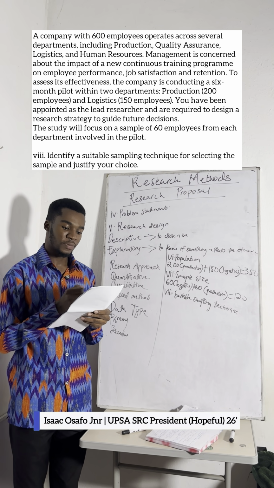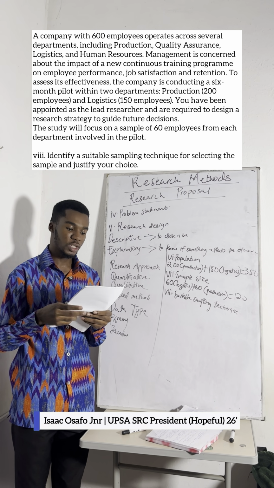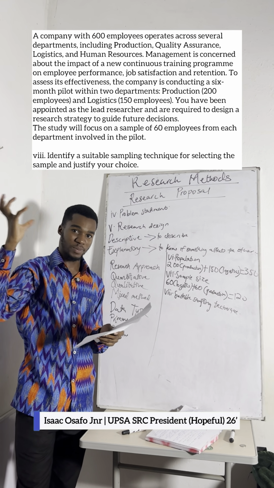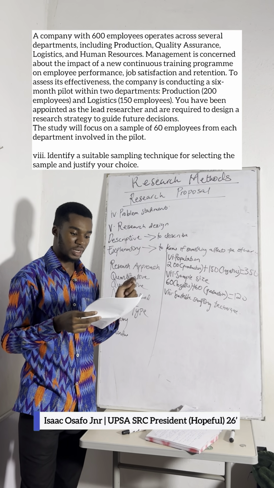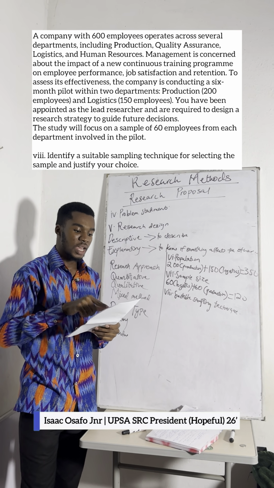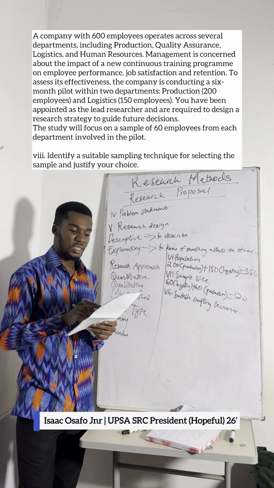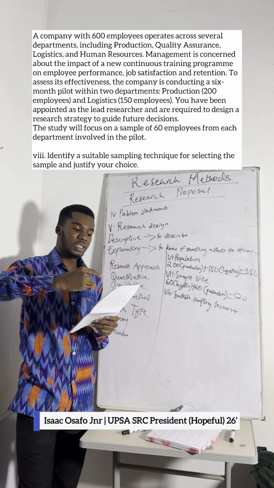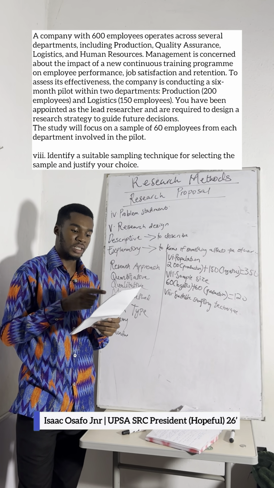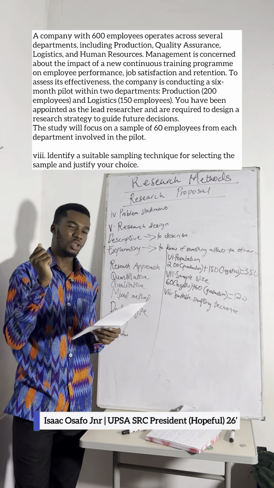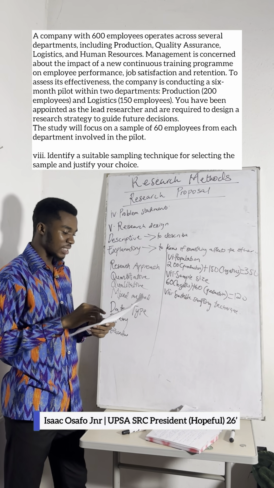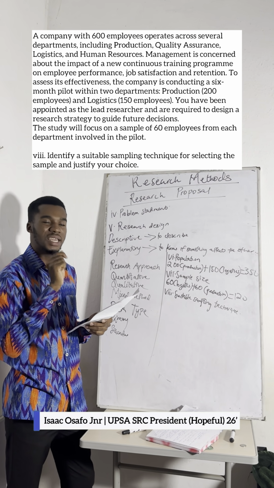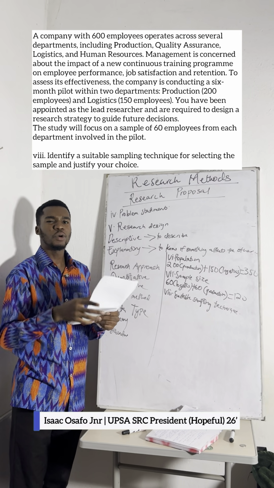So now to assess its effectiveness, the company is conducting a 6-month pilot within 2 departments. So they are going to use the 2 departments to represent all the 4 departments. You get it? So that's the production and logistics. So for production, they had 200 employees, and logistics 150 employees, to represent the 4 departments. Now, after they took the 200 from production and 150 from logistics, later on, they also realized that it was a lot. So at the end, they said the study will focus on a sample of 60 employees from each department. So they broke it down twice.